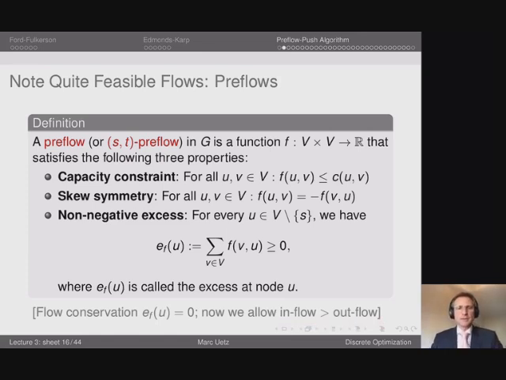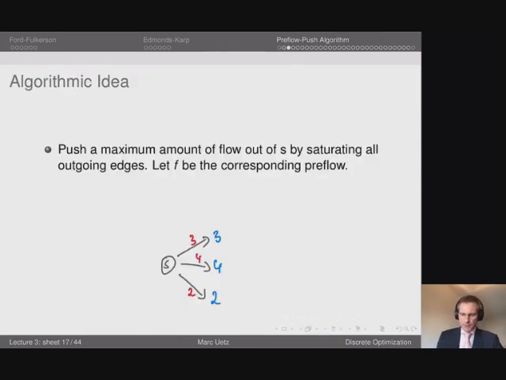Now, what's the algorithmic idea for the pre-flow push algorithm? In a nutshell, it looks as follows. The first step would be to push a maximum amount of flow out of the source node S. And I do that by just saturating all the outgoing edges. In this little example here, I have 3 outgoing edges, which have capacities 3, 4, and 2. So I would really push the maximum amount of flow that could potentially leave S into the neighboring nodes here. And that means that these neighboring nodes now would have excesses of 3, 4, and 2, respectively.